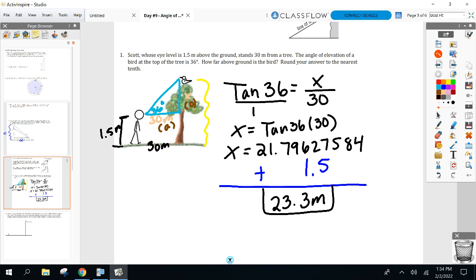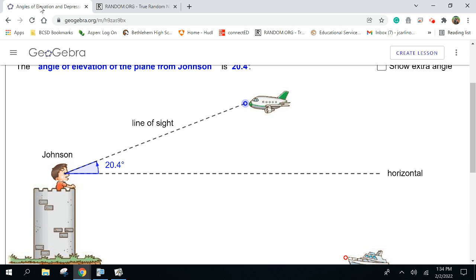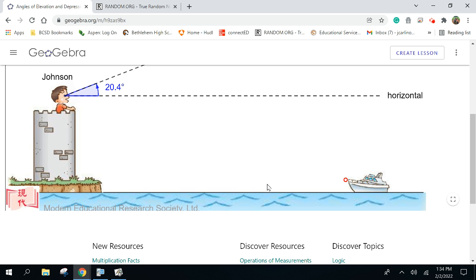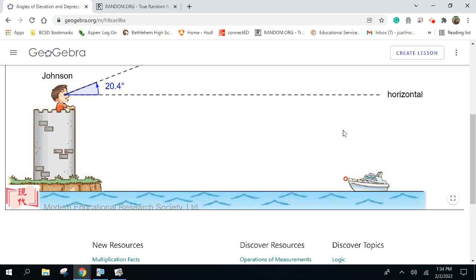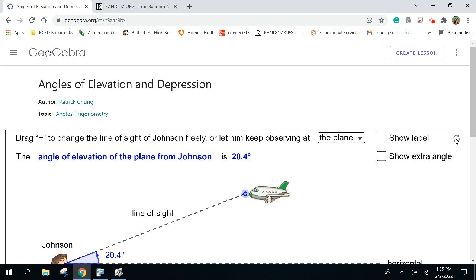What happens if you're on top looking down? Funny you should ask, because Johnson has an answer. That's called the angle of depression. All right, angle of depression. So now he's not looking at the plane. Oh, look, there's a yacht in the water he wants to look at. So he was looking straight ahead. Let me get him looking straight ahead again.